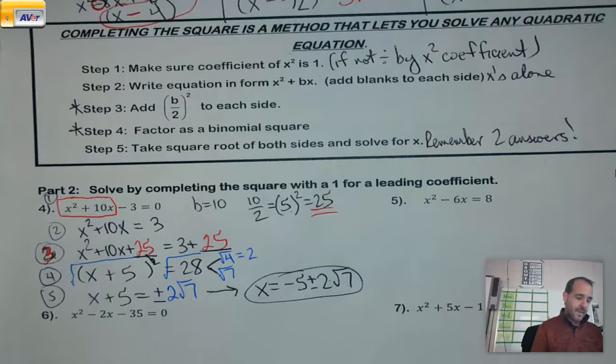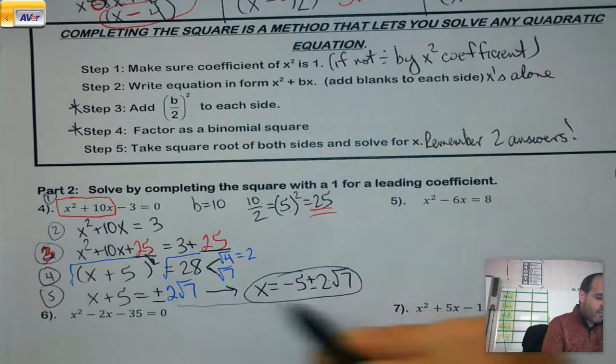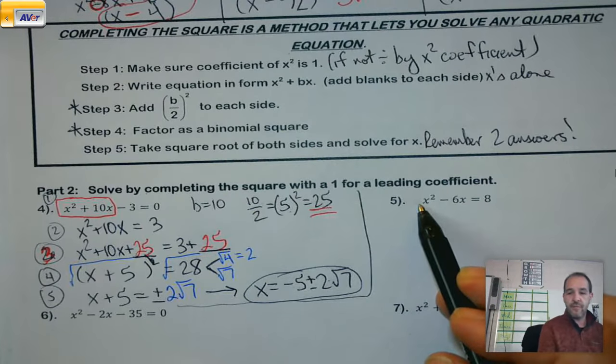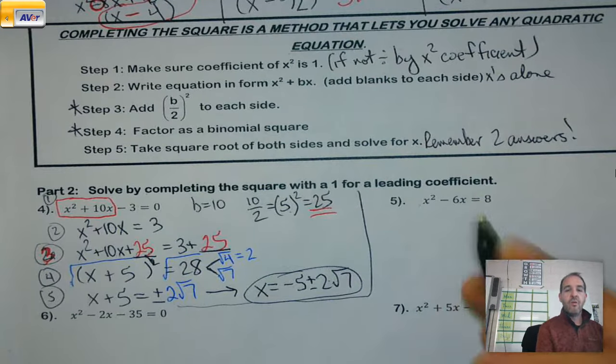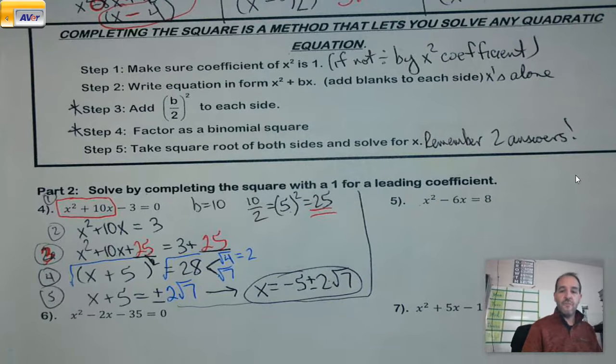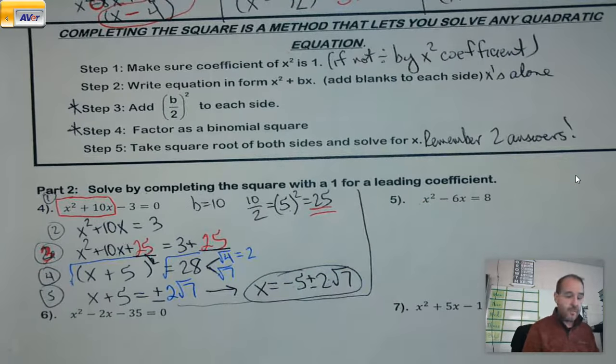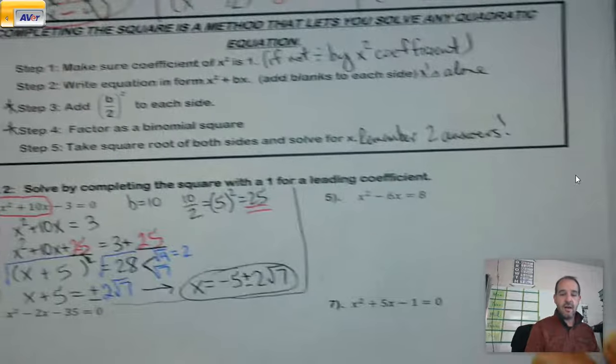Okay. Let's play with another one. Now, number 5, I like number 5. Why do I like number 5? Because it already has no coefficient in front of the x squared. It's a good thing. Step 1, check. Okay, write the equation in the form x squared plus bx, already done. Check. Number 2, done. So now I just got to start doing my side stuff.